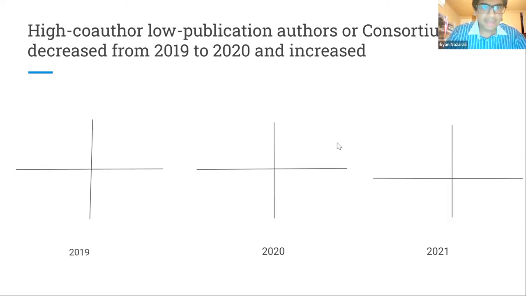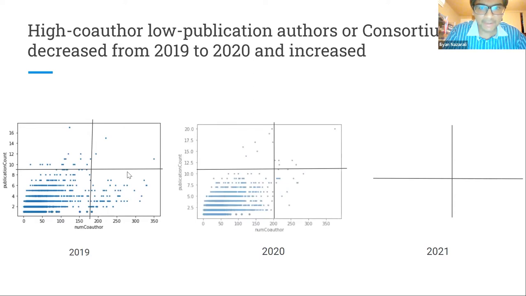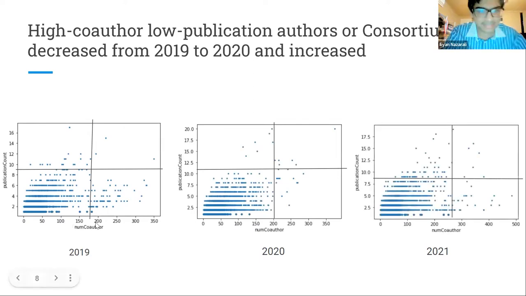And also, I was able to plot the difference between the number of co-authors and the publication count for every author. As you can see in these graphs, the x-axis represents the number of authors a particular author was working with, and the y-axis represents the publication count of the authors.